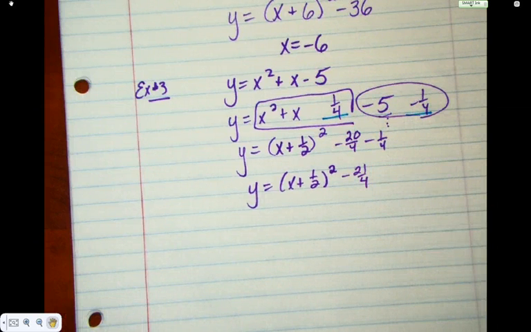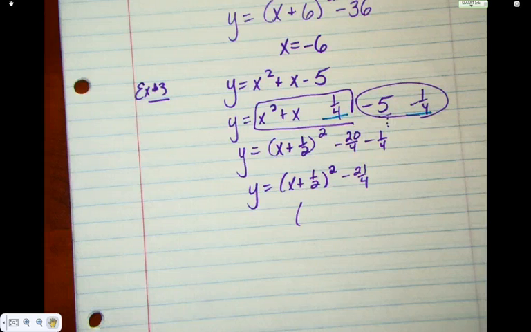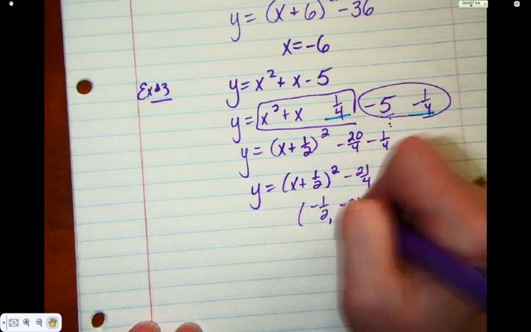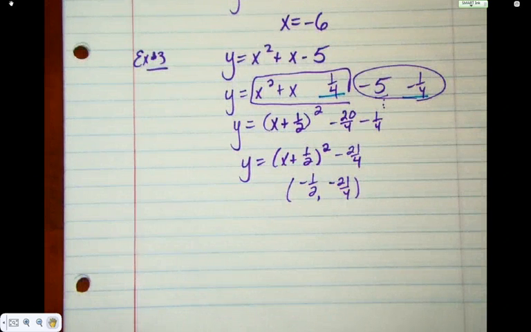And just make sure we're answering the question. What did this particular question ask us for? The vertex, negative a half, negative 21 over 4. That's the hardest we're going to ask without a calculator. If it was some crazy freaky fraction number, we're going to let you use a calculator. But halves and quarters and things like that you should be able to do without.